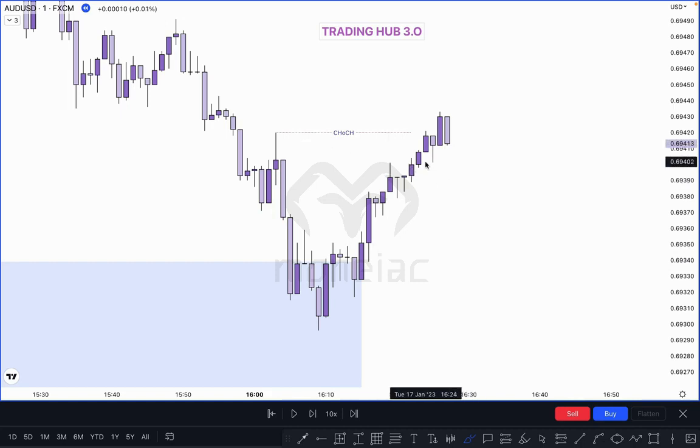And this one is our change of character. Where is our pullback? This low. Why? Because the previous candle low was taken out. So this one is our valid inducement here. This becomes our inducement, and after taking out the inducement, you can buy here.